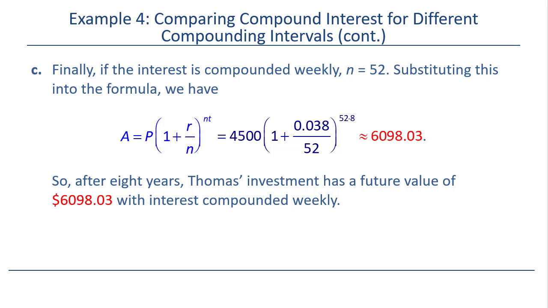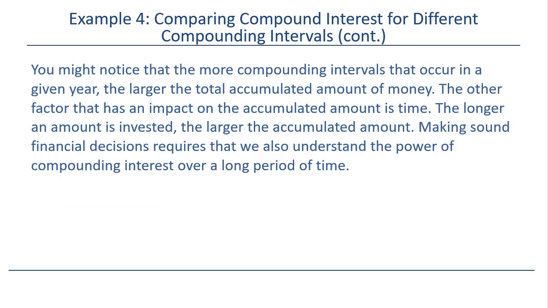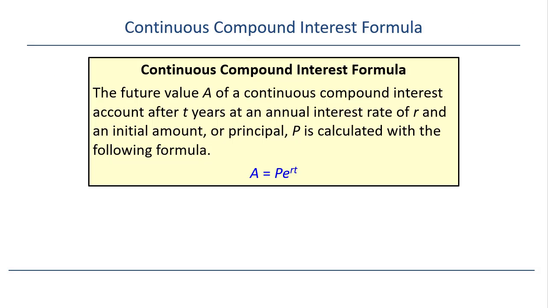But it really isn't in the grand scheme of things when we're talking about compounding interest. If we did this for longer, you'd see much bigger differences between the two. So hopefully you notice that the more compounding intervals that occur in a given year, the larger the amount of money you get. So basically, the more often something is compounded, the more interest will accrue at the end of whatever time period you're looking at.